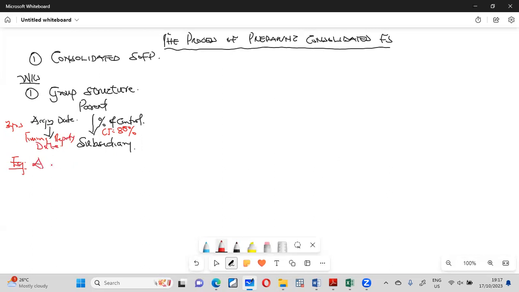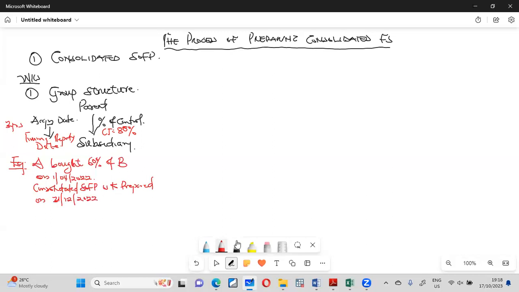So for example, say A bought 60% of B on 1st April 2022, and the consolidated financial statement, the consolidated SoFP, is to be prepared on 31st December 2022.